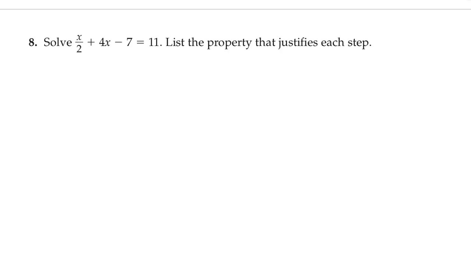Okay, so let's do some proofs now. So solve that, list the property that justifies each. So it doesn't say make a proof or write a proof, but really it's asking us to create a proof here. So let's do a proof.